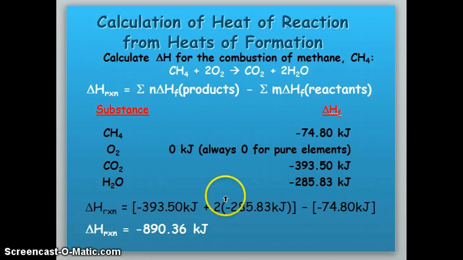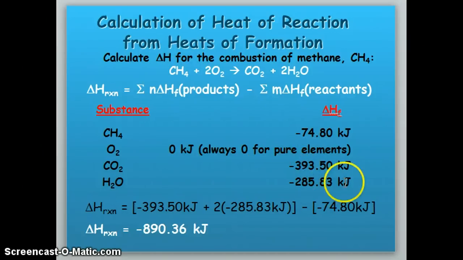And then what you do is you add up. You actually would have to multiply these numbers by any coefficients if that compound had any. So, for instance, carbon dioxide doesn't have a coefficient in front of it, so you leave that alone. Water has a coefficient of 2, so you multiply that value by 2. Oxygen, you multiply that by 2, but it's 0, so it's 0 anyways. And methane you leave alone.